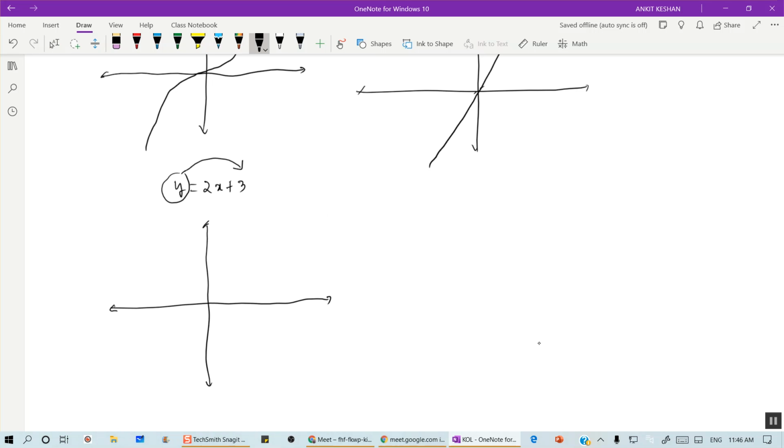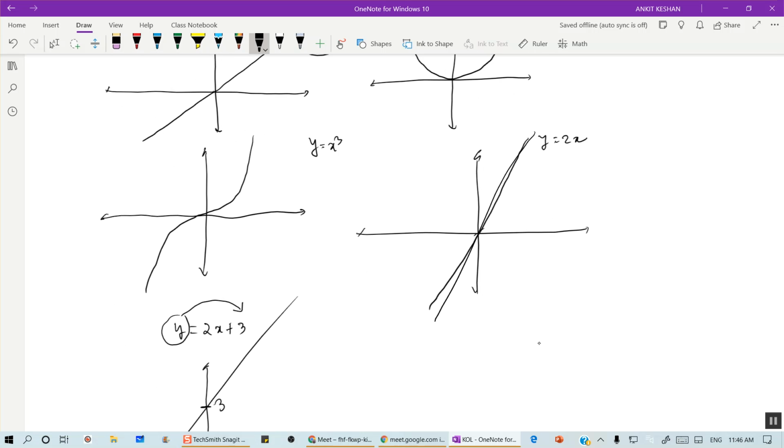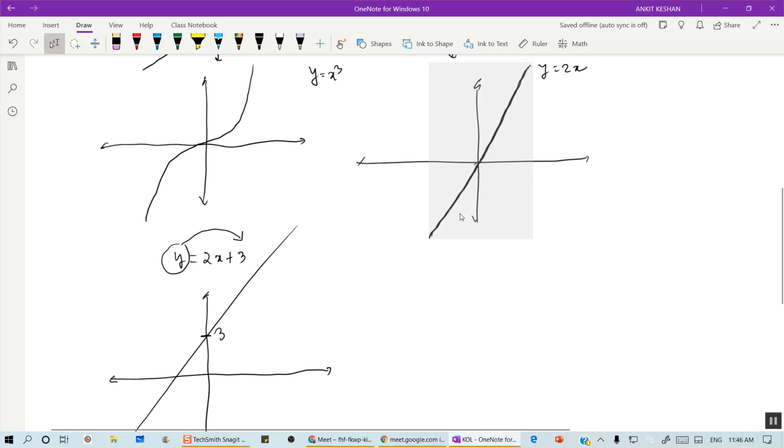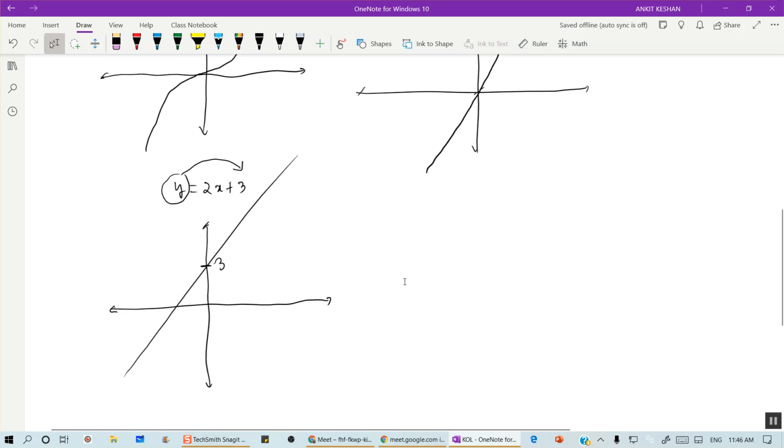So try putting x equal to 0 once. When you put x equal to 0 here, what do you get? y equal to 3. So you have to raise this line, the same line you were having here. So this will be point 3, and let me show you, this same line has been brought here. Got it?